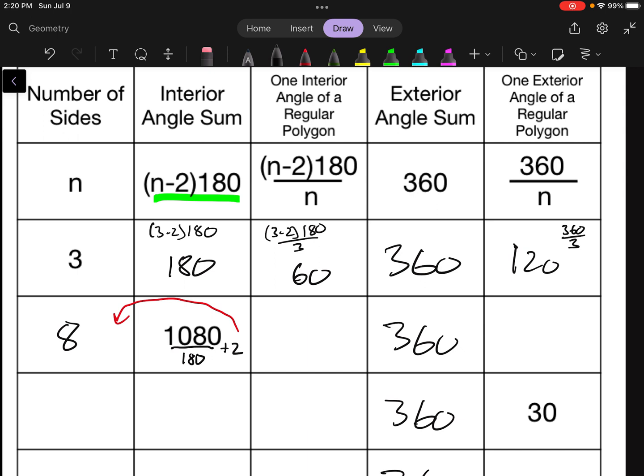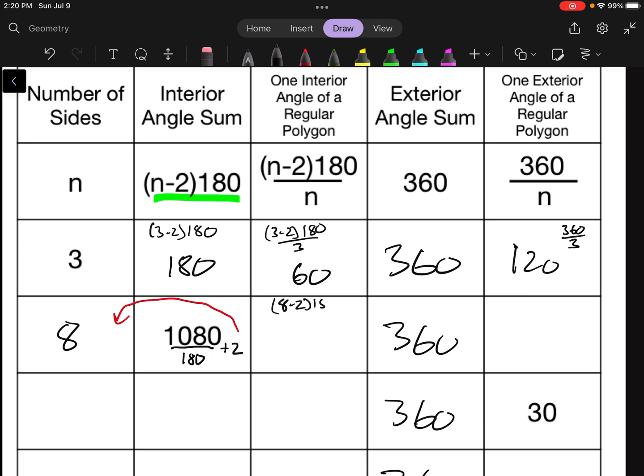Your n is now 8. If you want to check that, just do 8 minus 2 times 180. That's 6 times 180, which gives us 1080, right? All right, so we figured out the number of sides. Number of sides is 8. Now we just have to do our normal stuff.